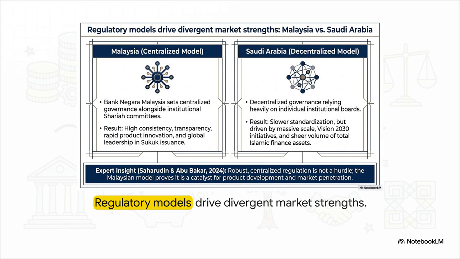Look at Malaysia and Saudi Arabia, two absolute giants in this space. Malaysia uses a highly centralized model. This centralization acts as a huge catalyst, driving consistency and rapid product innovation, which has made Malaysia a global leader in sukuk issuance. On the flip side, Saudi Arabia utilizes a decentralized model that relies a lot more on individual institutional boards. While standardizing rules might take a bit longer there, their market is incredibly powerful, driven by sheer volume and the sweeping initiatives of Vision 2030.